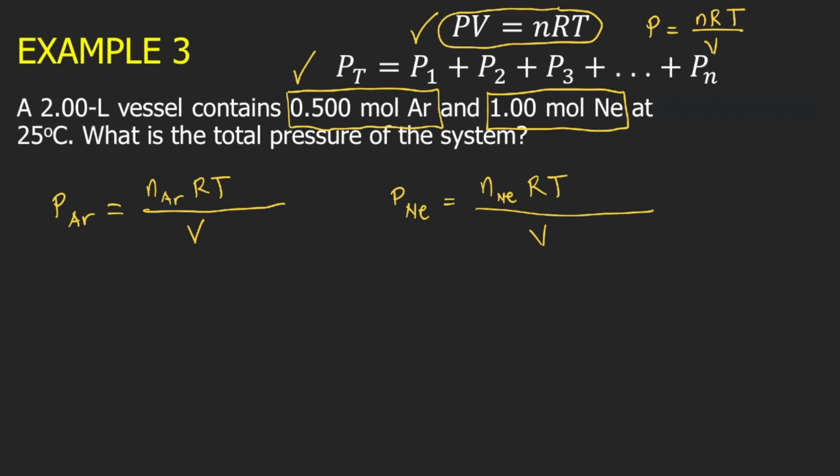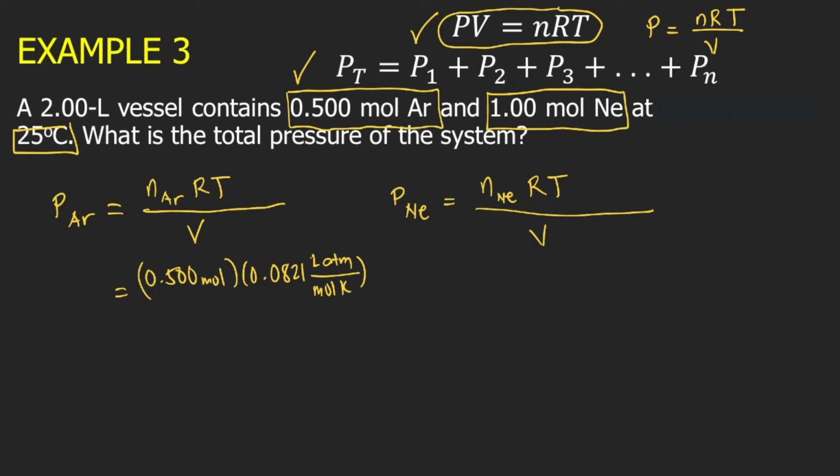Now let's start with argon first. The moles of argon according to the problem is 0.5 moles. We know that R is 0.0821 liter atmosphere per mole Kelvin. And then the temperature according to the problem is 25 degrees Celsius. But we know that in the ideal gas equation, we need to convert Celsius to Kelvin.